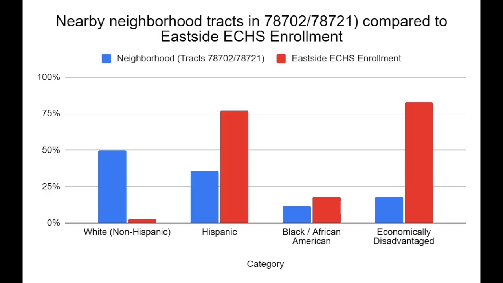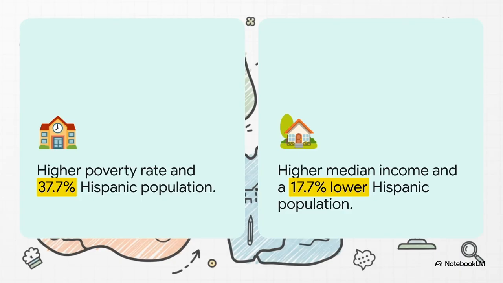Imagine 2 families living only 1.5 miles apart. One lives in an area with a 32% poverty rate and is zoned to Eastside. The other lives just as close to Eastside, but in a neighborhood with a poverty rate below 10% and a median income $36,000 higher, and is zoned to McCallum, an A-rated high school.